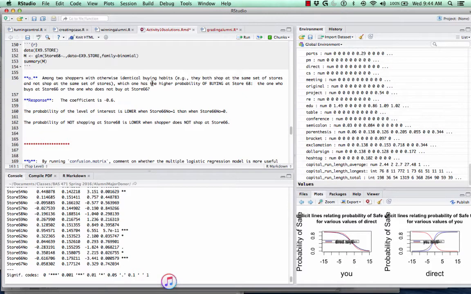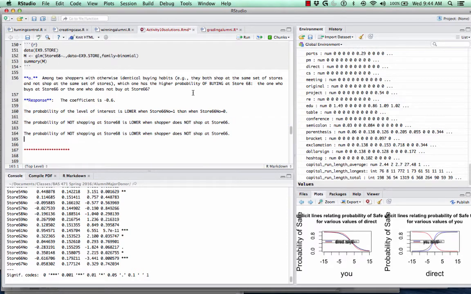Okay, so let's try to put this together. I'm going to copy and paste this again. We're being asked, who has the higher probability of buying at store 68? So what we can do is flip some of these double negatives. The probability of not shopping at store 68 is lower, and lower is the same thing as the probability of shopping at store 68 being higher. So the probability of shopping at store 68 is higher for the shopper that does not shop at store 66.